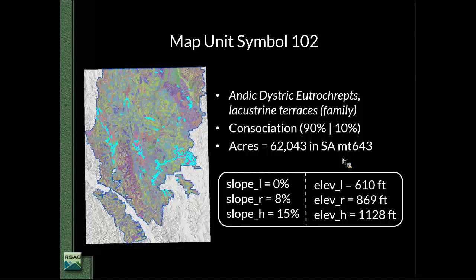Anyway, the values to consider in this analysis that I'm looking at came directly from the published SSURGO data set in terms of the representative values for slope and elevation. So if we're looking at the low value for slope is 0%, the representative value is 8%, and the high value is 15%. And of course, next door you'll see the elevation low is 610 feet, 869 feet, and 1128.